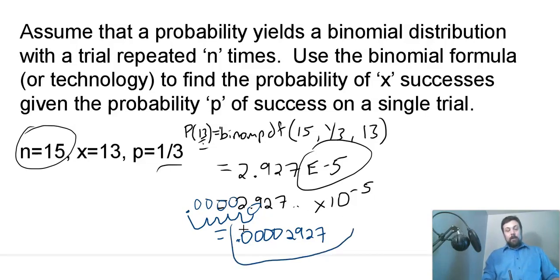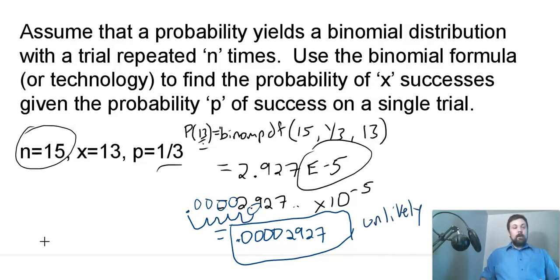That's the probability of having 13 successes out of 15 trials, when the probability of a success is 1/3. Very, very unlikely. Much, much less than 1% chance. So if you were asked, is this unlikely to occur? Yes, it's way less than 5% chance of occurring. So it meets that threshold of being labeled as unlikely. All right.